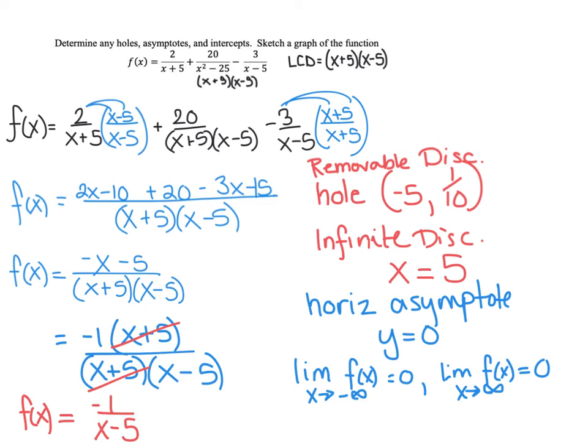All right, so I also need my x and my y-intercept. So the y-intercept would be found by doing f of 0. So if I plug in 0, I would get positive 1/5. So my ordered pair would be 0, 1/5.